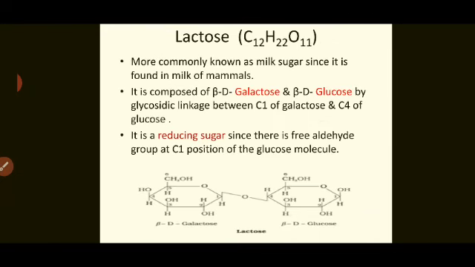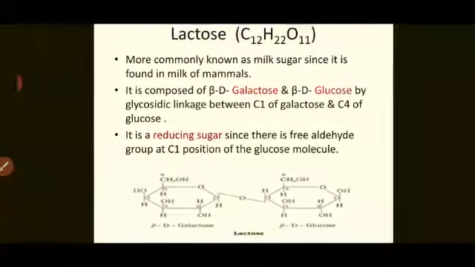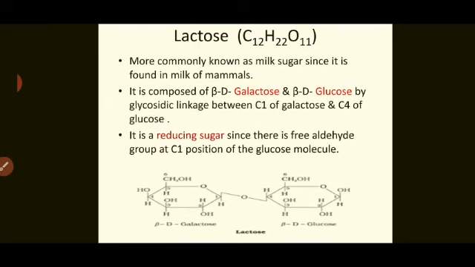Next example is lactose. Again the formula is the same, C12H22O11. Lactose is found in the milk of mammals. Therefore, it is also known as milk sugar. Mammals means cows or even human beings. So in cow milk, 4 to 6% lactose is present and 5 to 8% lactose is present in human milk.